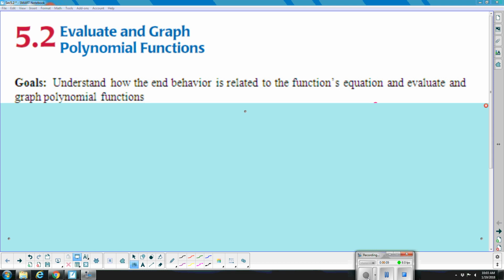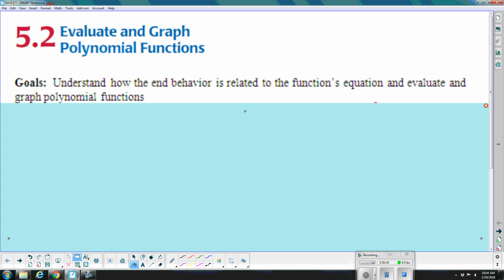So the first thing I want you to do is look at your note sheet. These are available online if you don't have them printed out. On your note sheet you have 5 key vocab terms, and the first one is polynomial function. You need to remember what we did with quadratic and linear functions because it's going to really tie into what we're doing here with polynomial functions, both with factoring and with graphing. And in this lesson, we're going to focus on end behavior and how it's related to the function equation.